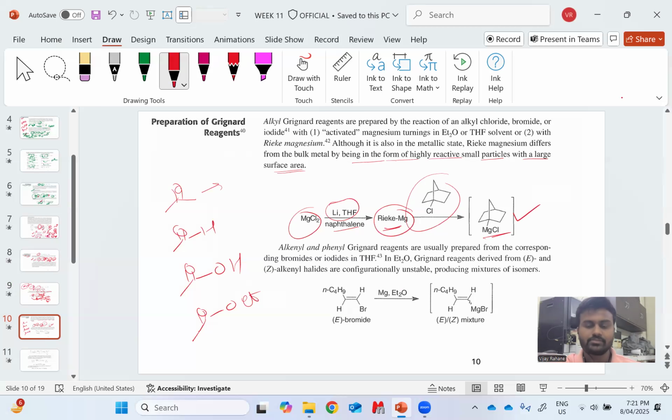So this is the reagent, and further there are other methods also. If you want to prepare alkenyl or phenyl Grignards, at that time you can add the bromo version. So in this case, if you want to prepare the alkenyl Grignard, then take the bromo version of this compound, then you need to add the magnesium in the dry ether. So we can get this magnesium bromide.